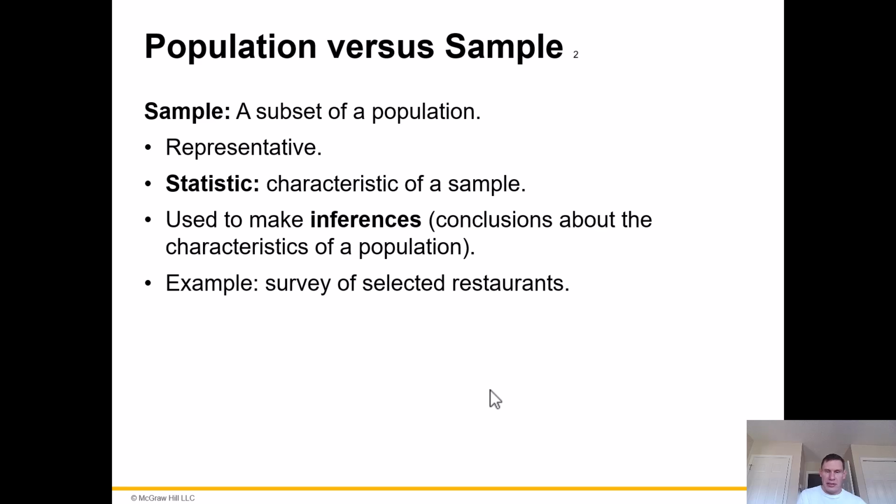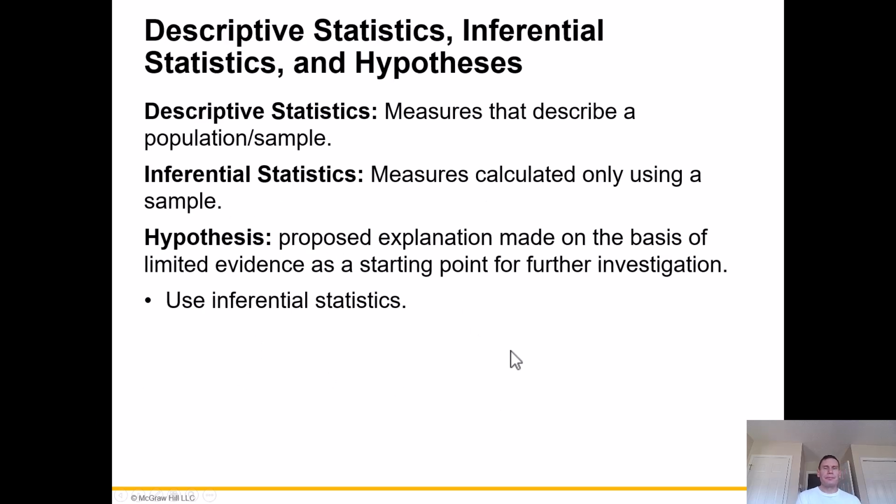So an example could be a survey of selected restaurants. A couple of different types of statistics: descriptive statistics are measures that describe either a population or sample, so things like the mean, the median, the mode, bimodal, multimodal, and so on and so forth. And then inferential statistics. Think about the word infer, right? I infer, kind of making an educated guess. These are measures calculated only using a sample, and that's where the inference comes in, because you didn't test the whole population, right? You just tested the sample.